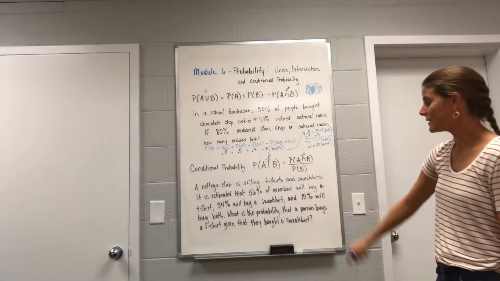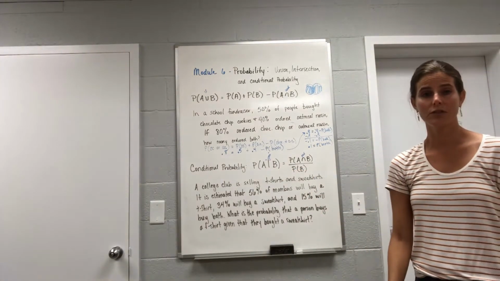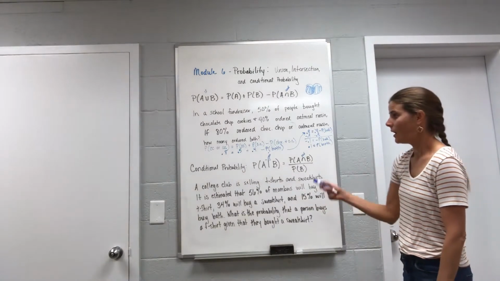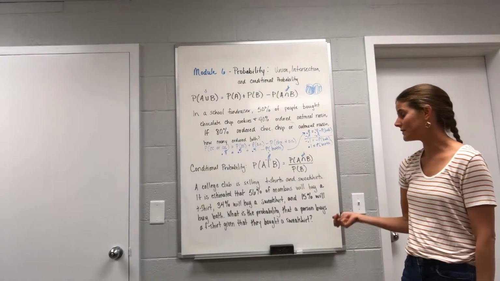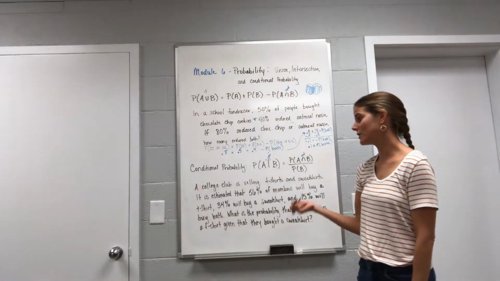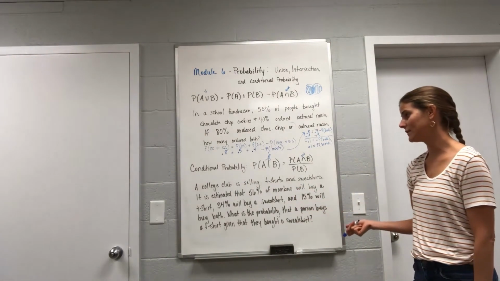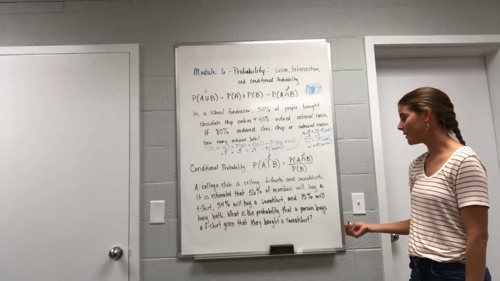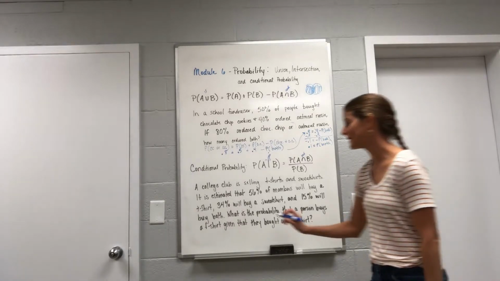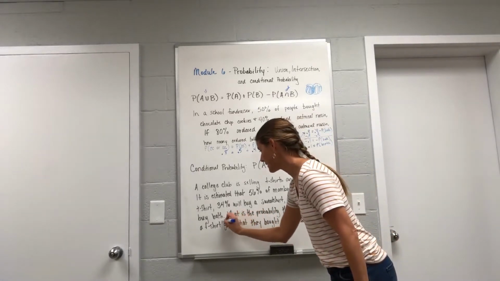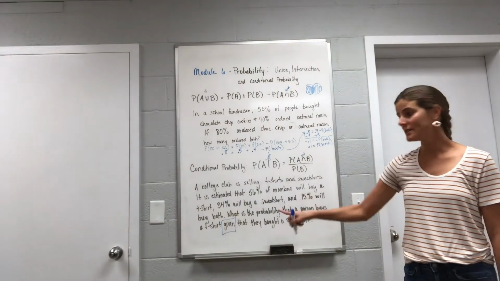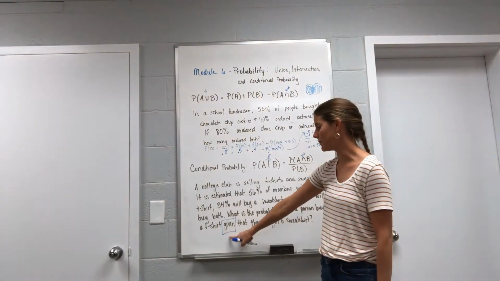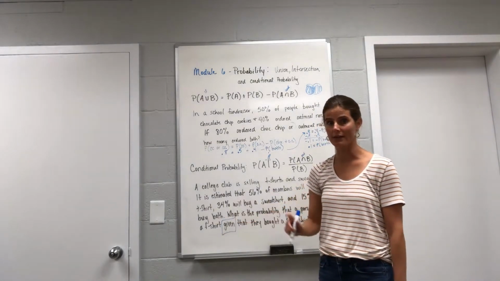All right, so let's look at an example of this, and this is just a formula. If you just stick with that formula, you'll be good. A college club is selling t-shirts and sweatshirts. It's estimated that 56% of members will buy a t-shirt, 34% will buy a sweatshirt, and 15% will buy both. What's the probability that a person buys a t-shirt given, there's that key word, that they bought a sweatshirt? So this is how you know that it's a conditional probability, that word right there, given that.